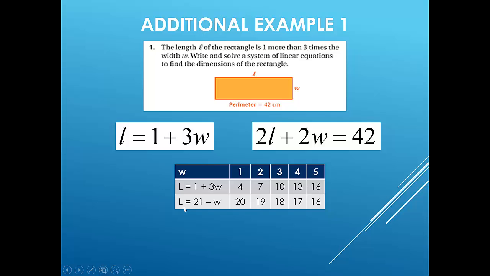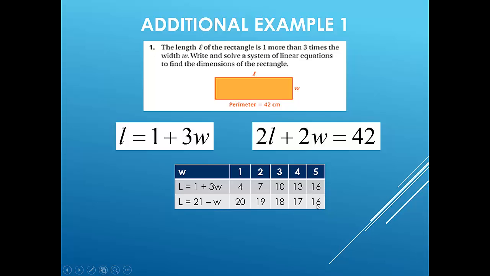Now we'll look at our second equation. First we'll plug in 1. 21 minus 1 is 20. Then we plug in 2. 21 minus 2 is 19. Next is 3, so 21 minus 3 is 18. Then we do 4. 21 minus 4 is 17. And last we do 5. 21 minus 5 is 16.